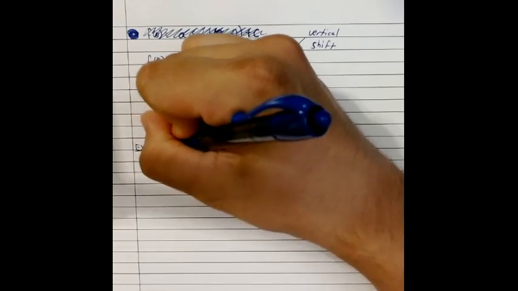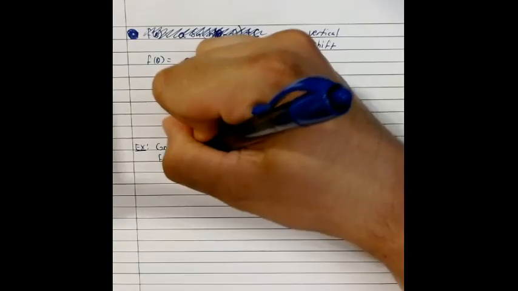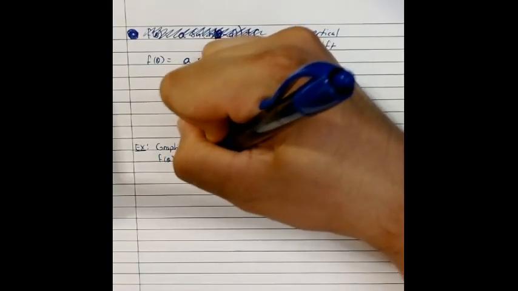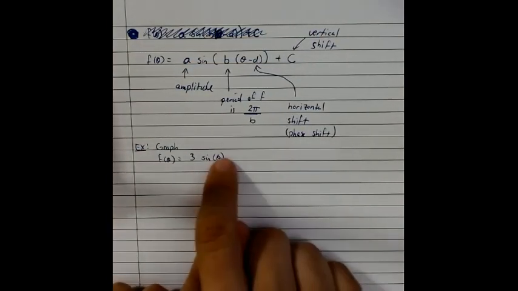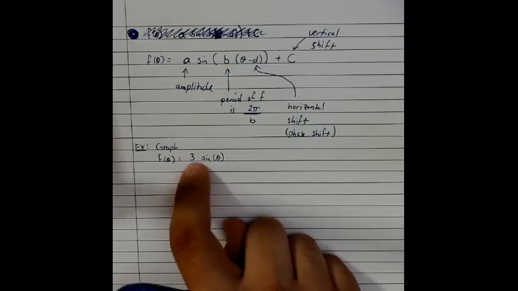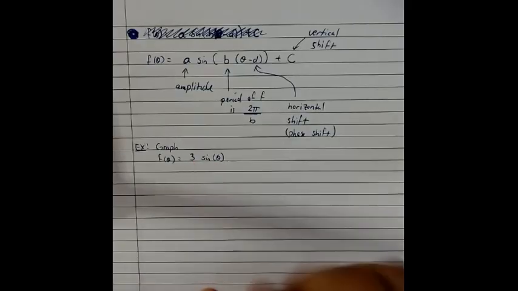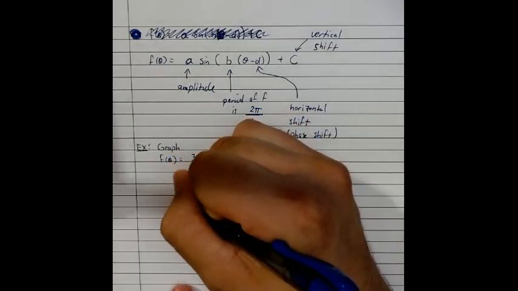So let's take some examples. We're going to graph f of theta equals 3 times the sine of theta. I'm going to go ahead and graph the original function, sine of theta, the parent function, the function that has not been modified, and then I'll graph the one we're being asked for. That'll just be for the sake of comparison.